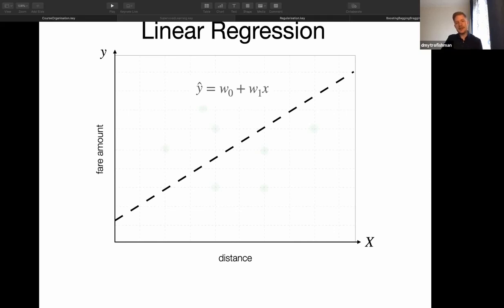In this very particular example, Kenneth, what is y hat? What is y hat? Predictor. Predictor or prediction, something that you predict. It's a prediction. And in this very specific example, what is it that you're trying to predict? So it's an estimated fair amount, right? If you take a taxi ride, this is how much you're going to pay.